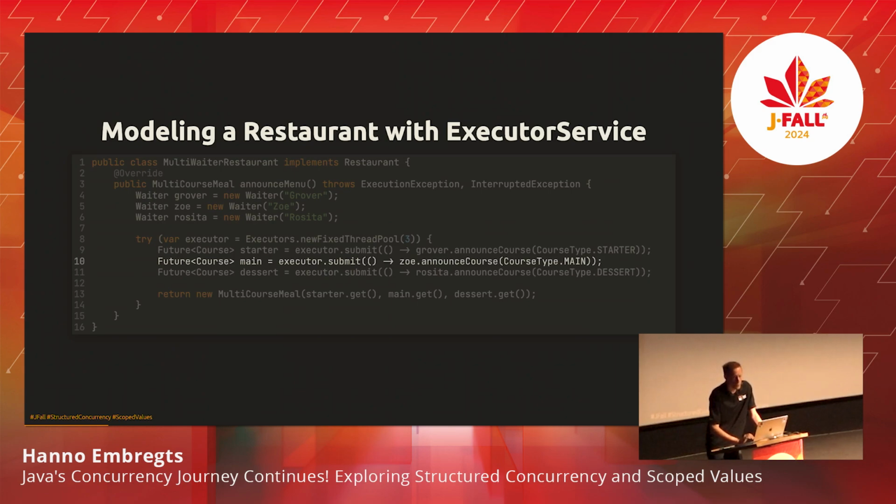And there are more ways in which this code can go wrong and run in a way that we don't want it to. For example, if an exception happens here in the announcement of the main course, then of course it will be thrown by line 13, main.get, right?